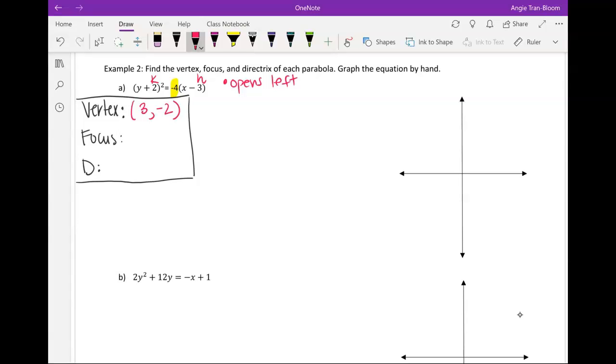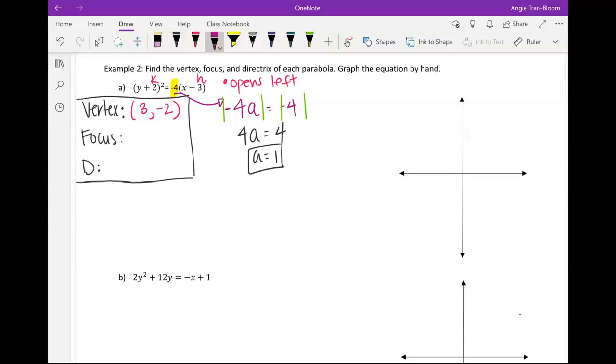Next, we need to find an a value so that we can locate the focus and the directrix. So 4a, or -4a equals -4. Or you can think of it as the absolute value of those. Since it's an absolute value, it comes out to be 4a equals 4. A comes out to be 1 unit. If it's 1 unit, we know that from the vertex to the focus is 1 unit, and from the vertex to the directrix is also 1 unit apart.